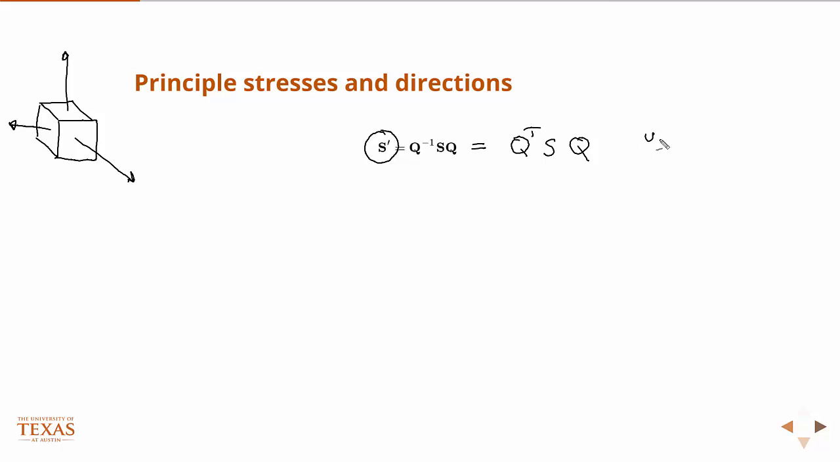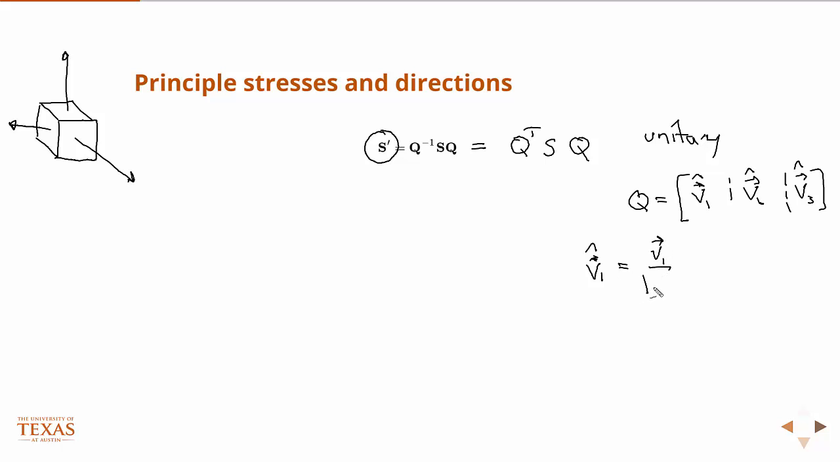So if Q is unitary, another word would be orthonormal. That would be where Q is made up, in the context of a 3x3 matrix or the stress tensor, of the first eigenvector, second eigenvector, third eigenvector, where these are now unit vectors. So how do you turn a vector into a unit vector? You divide by its magnitude, right? So a unit vector, V1 hat, would be equal to the vector V1 divided by its magnitude.